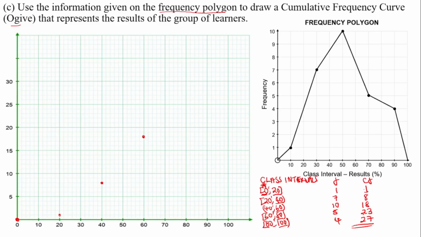And then 80 goes with 23, 80 is here, 23, this is 25, so it should be 24, 23 should be here. Right, and then 100 goes with 27, so if 25 here, 26, 27, like that. This is what we have. Then we join these points, drawing your OGIVE. That is the answer for 3C.